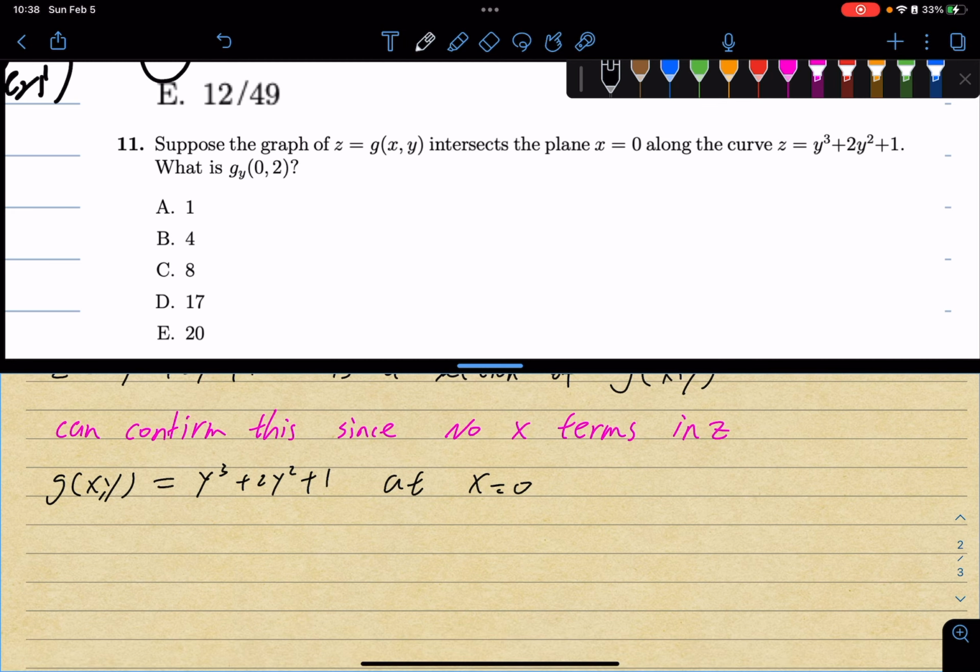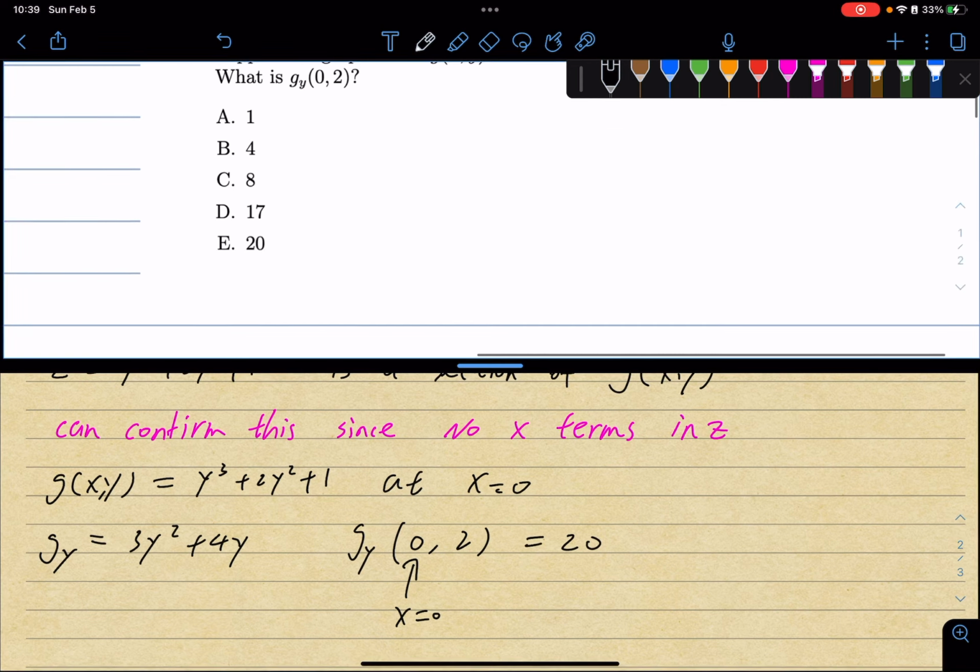So then you can go ahead and compute the partial derivatives. That's 3y squared plus 4y, because g is actually a function itself, and z is actually the function of g. And then g_y at (0, 2), right? Again, we can confirm this by x equal to 0. We don't necessarily have to have the full expression of g of x, y, but it's useful enough at this particular instant that x equals 0. This will give us 20. So the correct answer is E.